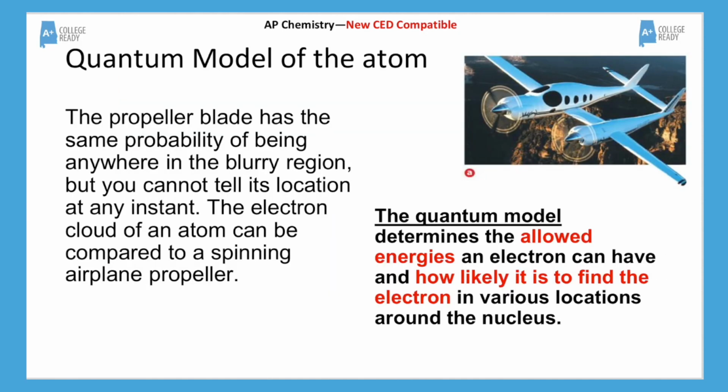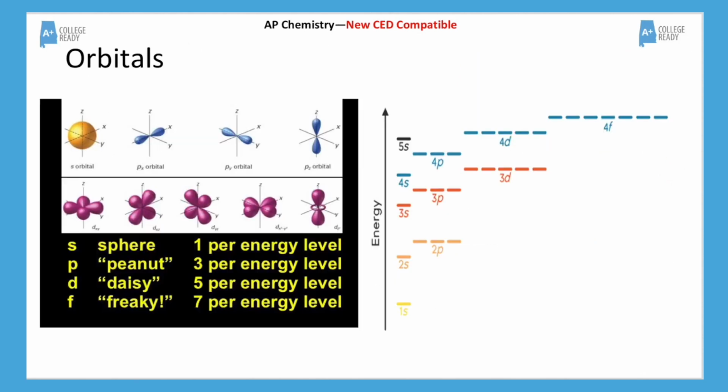Okay, now we'll get into the quantum model of the atom, and this propeller blade example is really great because we are not able to tell at any particular instant the exact location of an electron. So the propeller is really a great analogy to that. But really, what the quantum model helps us understand is that electrons can only have certain allowed energies, meaning they're only likely to be found in certain places in the cloud around the nucleus.